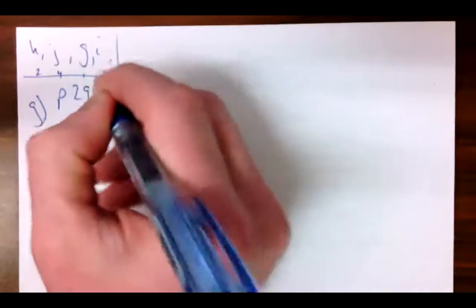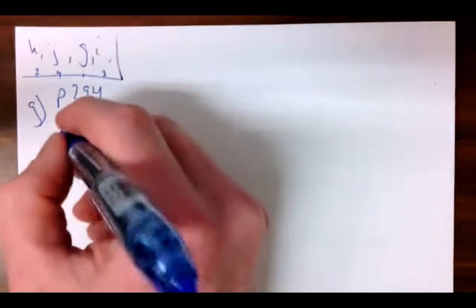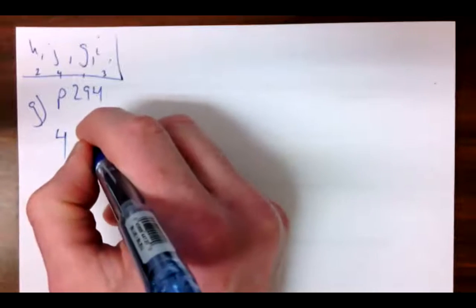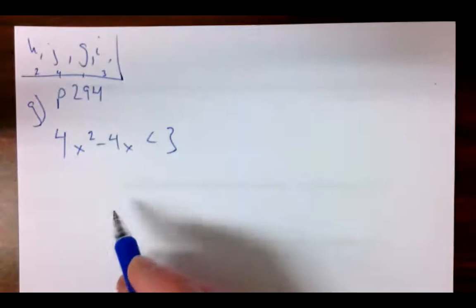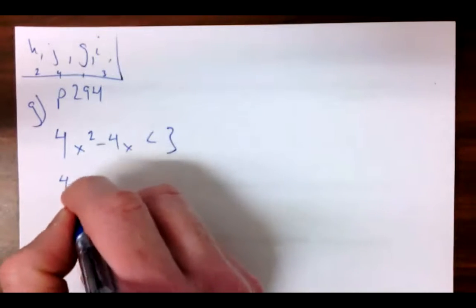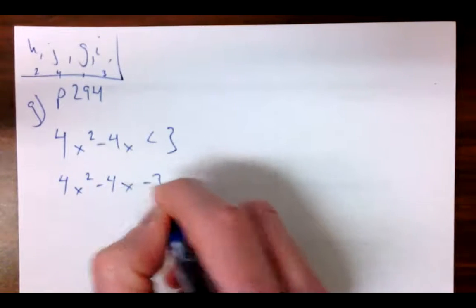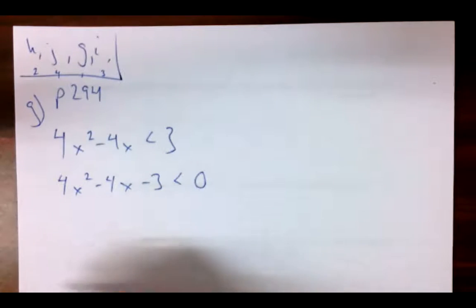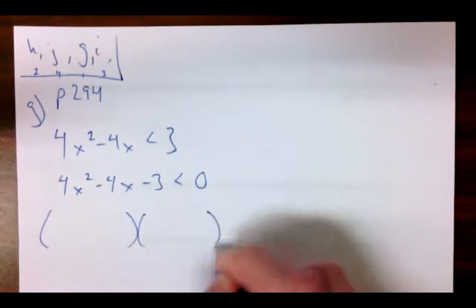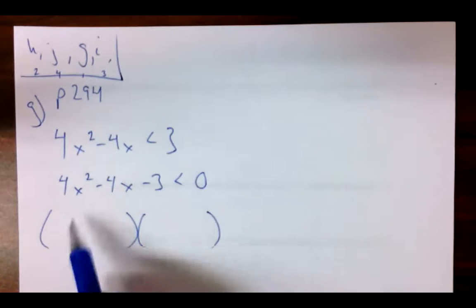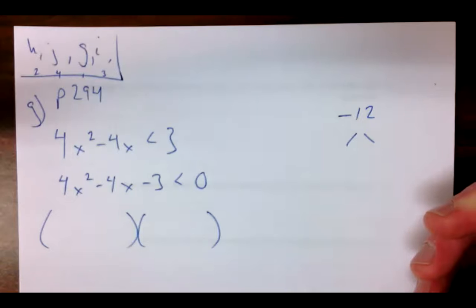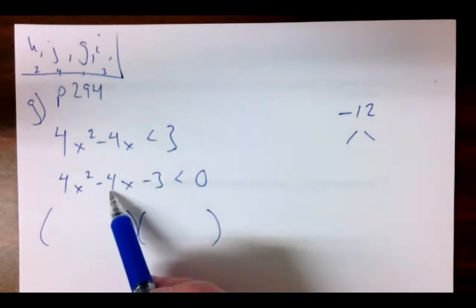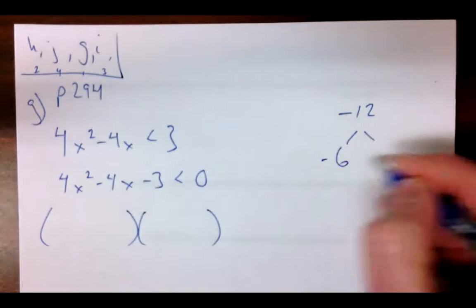Okay, so G from page 294: 4x squared minus 4x is less than 3. I'm going to bring that 3 over right away. So it's 4x squared minus 4x minus 3 is less than 0. Okay, so got to do some factoring now with the 4. That makes it a little bit interesting. I could guess, but I don't think it's going to work. So 4 times 3 is negative 12. I need to find numbers that multiply to give me negative 12, but also have a sum of negative 4. Looks like negative 6 and 2.